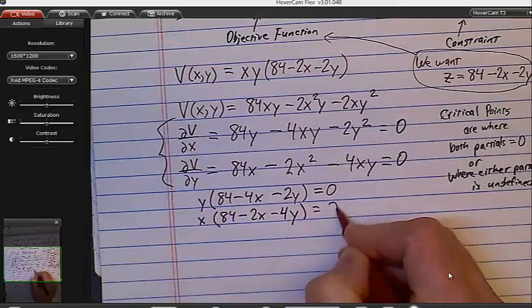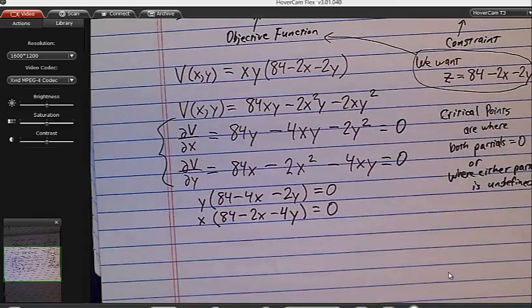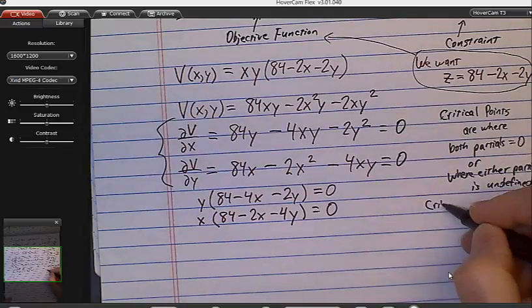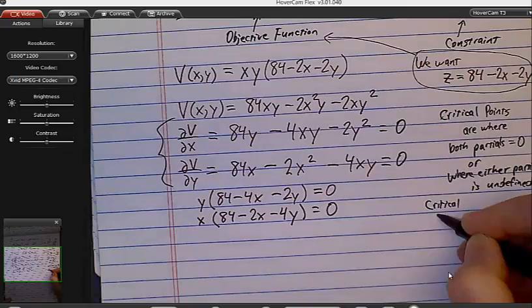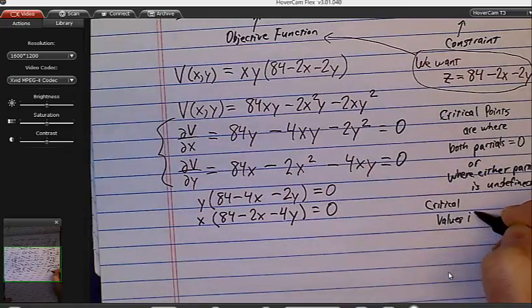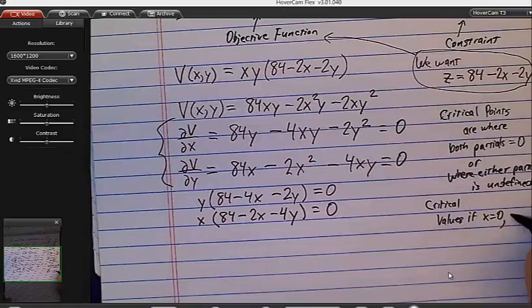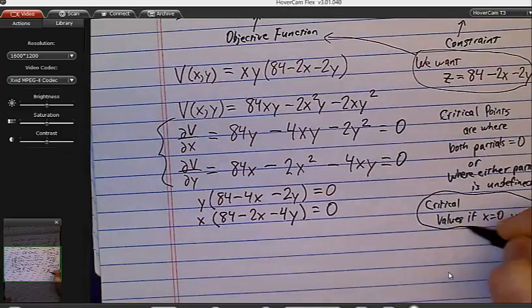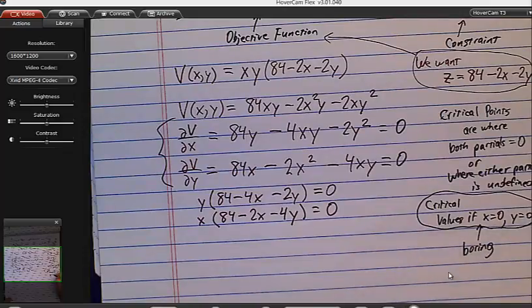Equals 0. Now you have these equations set equal to 0, and I want to point out that you're going to get critical values if x equals 0 or if y equals 0. But this is boring. Well, maybe it's interesting. What happens if x or y is 0? How much volume are you going to have? The volume is going to be 0 because it's xyz. So that would be your minimum. You can minimize the volume that way.